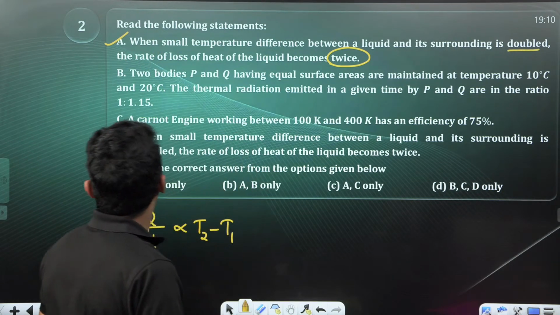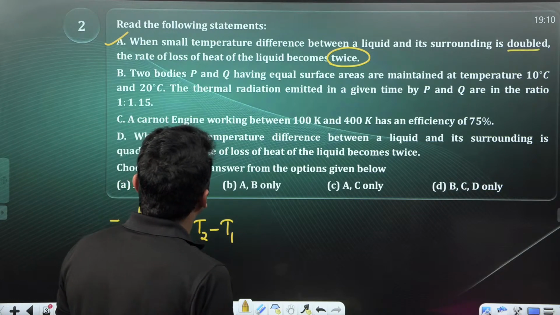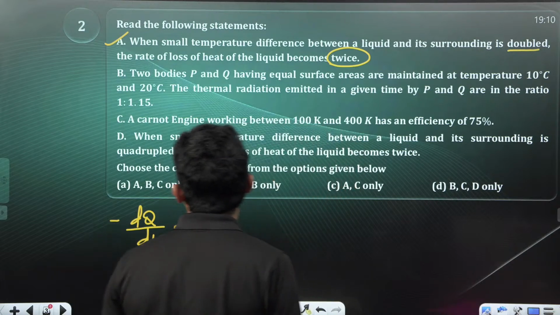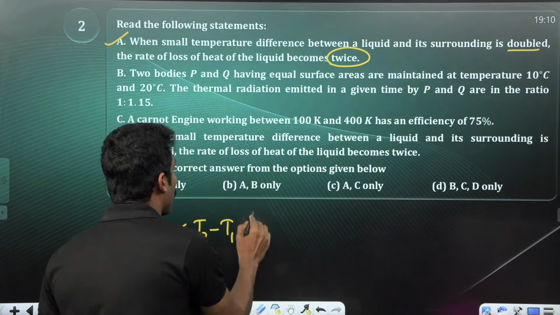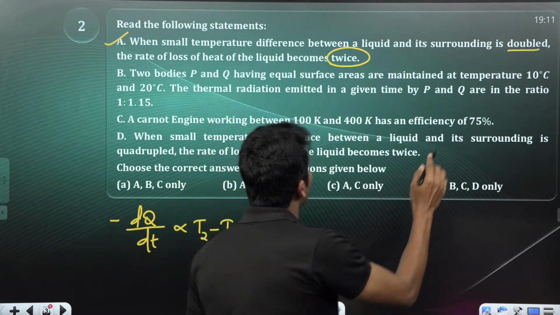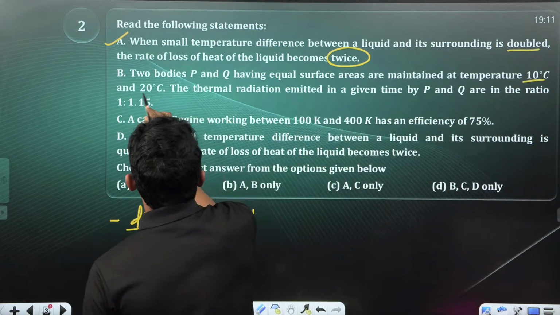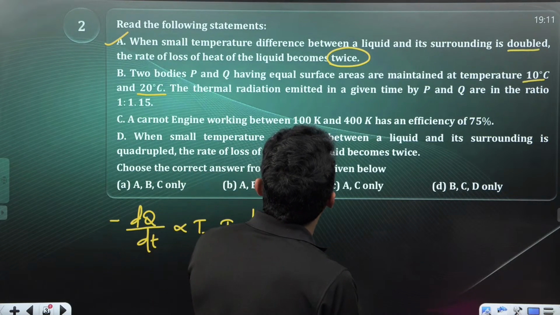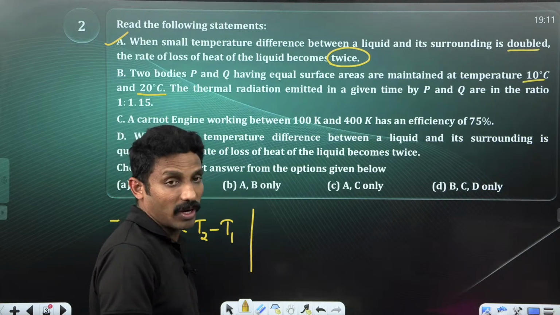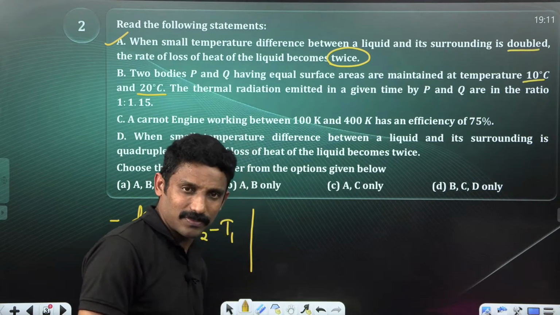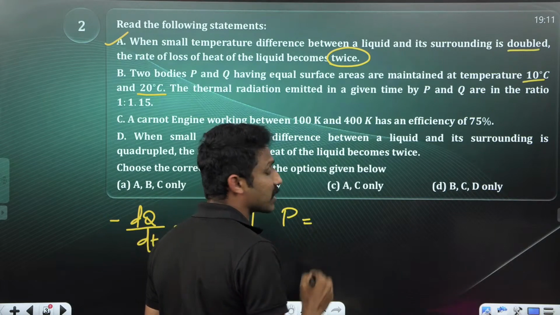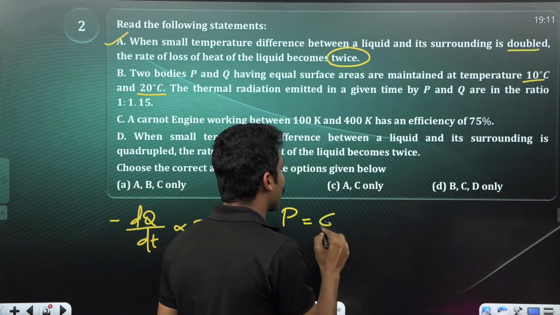Now, the second one: two bodies P and Q having equal surface areas are maintained at temperatures 10 degrees C and 20 degrees C. The thermal radiation emitted in a given time by P and Q are in the ratio 1:1.15. From Stefan's law we studied, the radiation power is sigma into T raised to 4 into area.